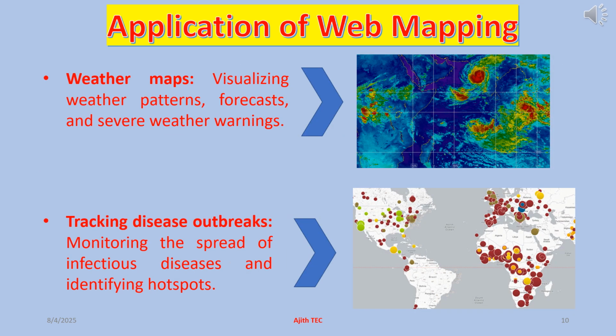Application of web mapping. Weather maps, visualizing weather patterns, forecasts, and severe weather warnings. It is very useful for weather forecasting agencies as well as the general public to take suitable measures in this regard. Tracking disease outbreaks map, monitoring the spread of infectious diseases and identifying hotspots. It is very useful for health authorities as well as the general public for their safety.